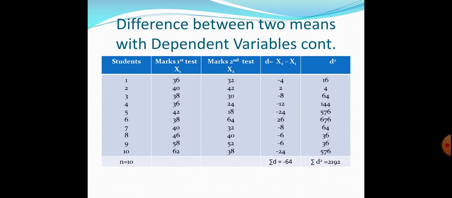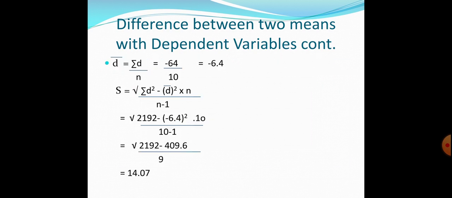Now simply by applying the formulas, there are two series, and you have to find the difference. See it carefully, the difference is x2 minus x1, not x1 minus x2. You find the difference, then the square of the difference, d square. You find d bar, that is sigma d divided by n, minus 64 divided by 10, that is negative 6.4. Standard deviation is the square root of (sigma d square minus (sigma d) whole square into n) divided by n minus 1. After evaluating all the values, you will get 14.7. This is the value of S.